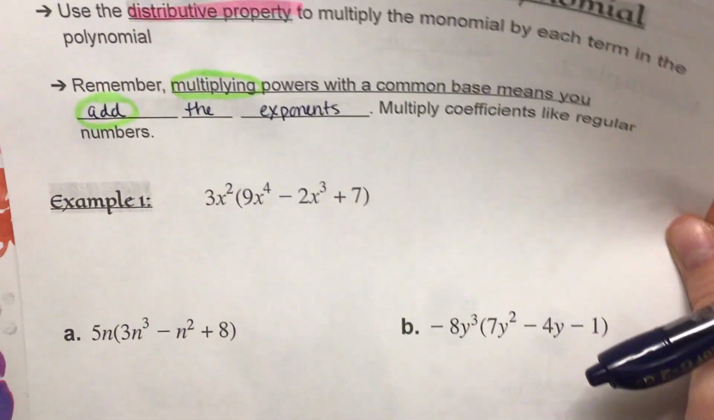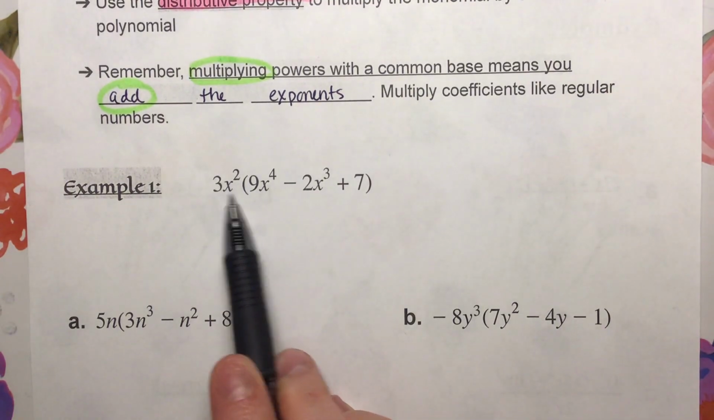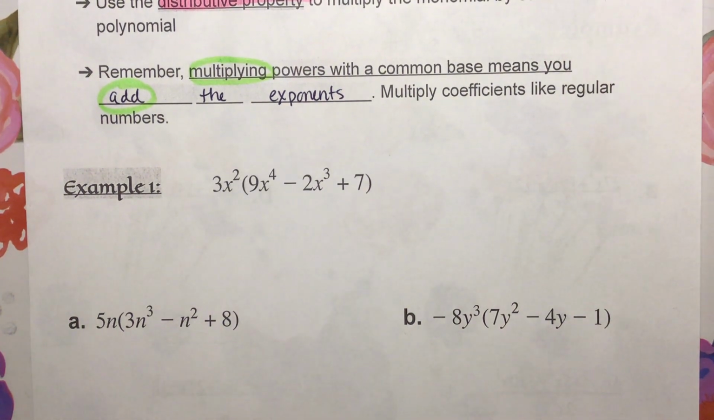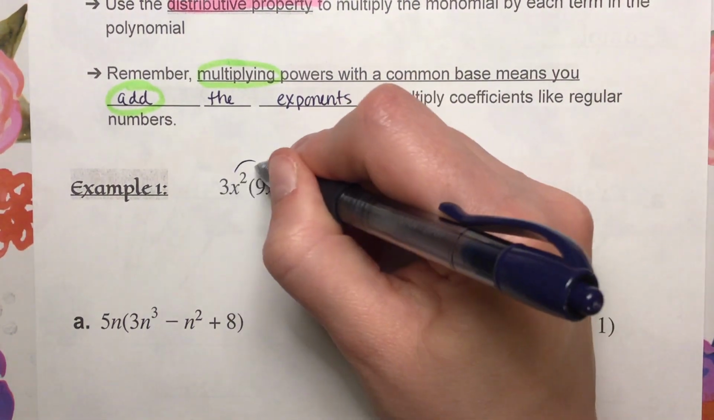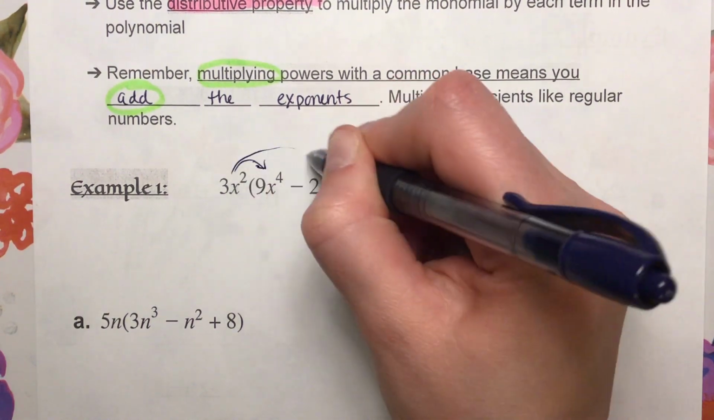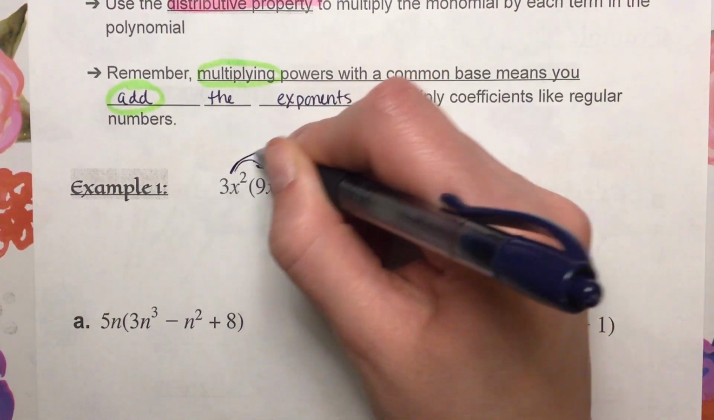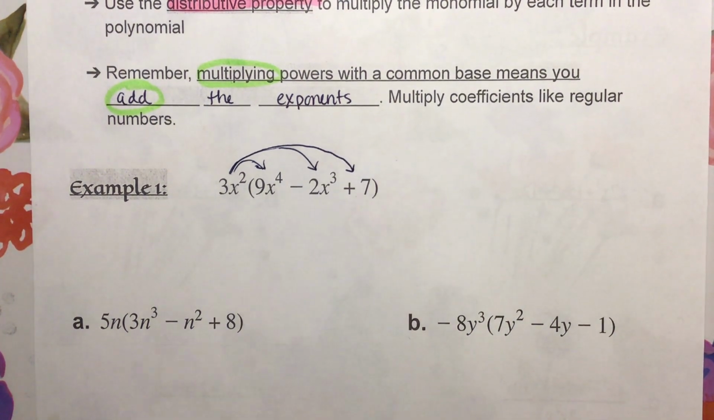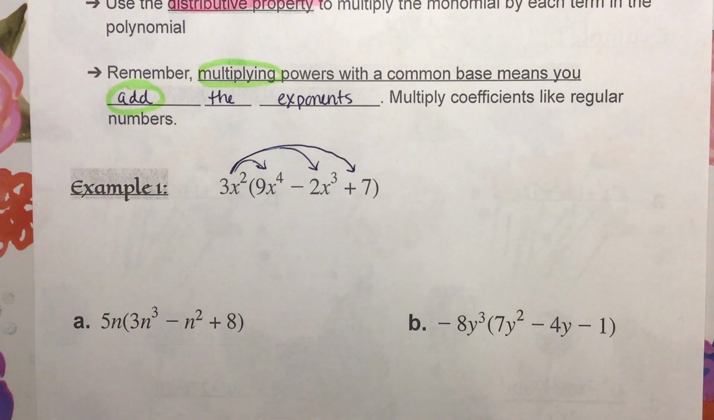So notice in example 1, I have 3x squared, and it's getting multiplied to each of these individual terms. So 3x squared is getting multiplied to 9x to the 4th, multiplied to negative 2x to the 3rd, and multiplied by that positive 7. When I multiply a monomial to a polynomial, I multiply this by each term in the parentheses. I multiply coefficients, I add exponents.